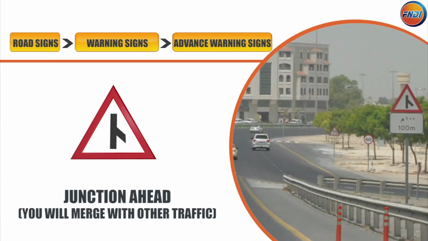Junction ahead. Traffic merges from the right side. This sign warns the driver that there is a junction ahead where traffic will merge into your road from the right side. Usually it is found on main roads where traffic approaches from the side road. In this situation, drivers must slow down and be alert for the traffic.